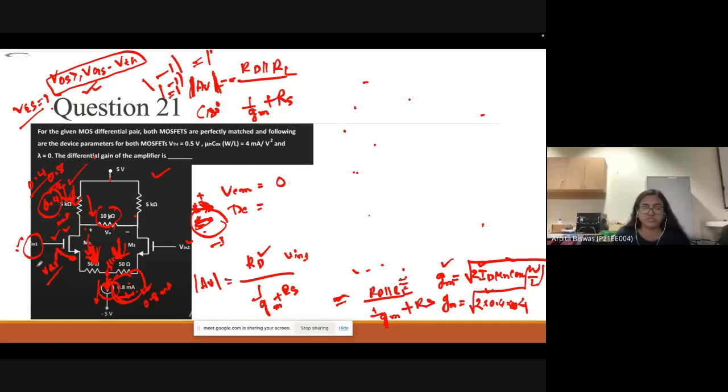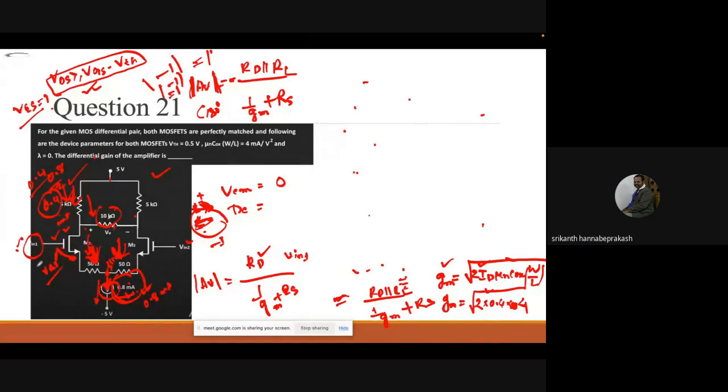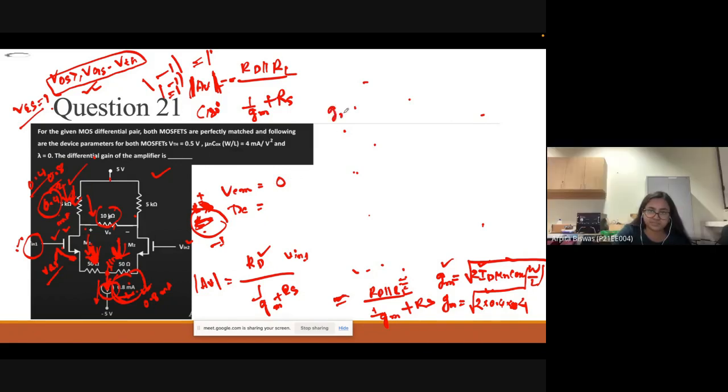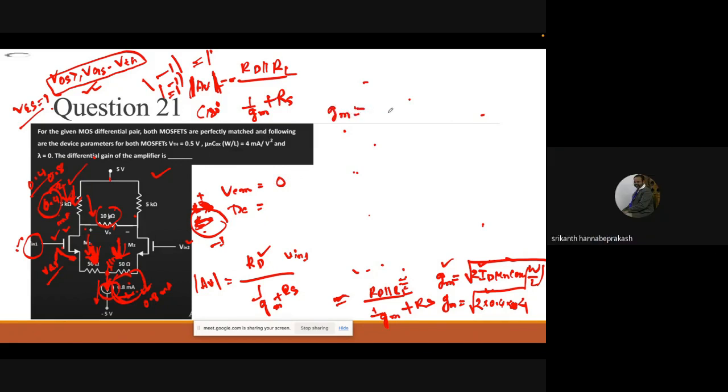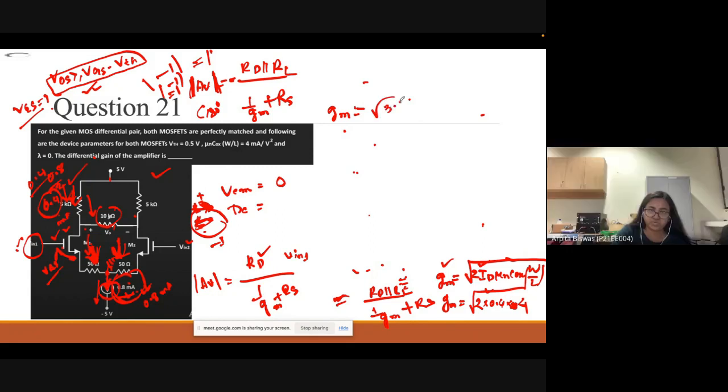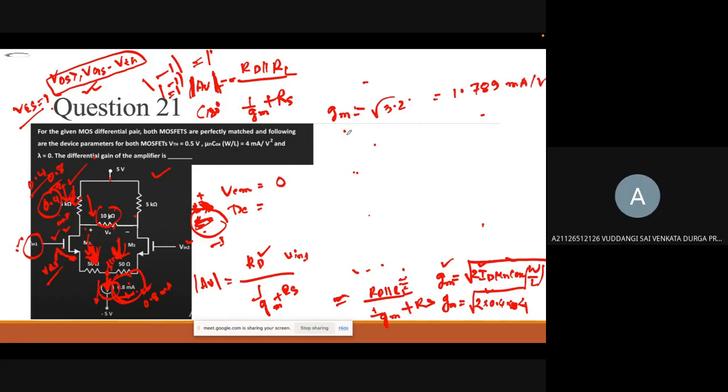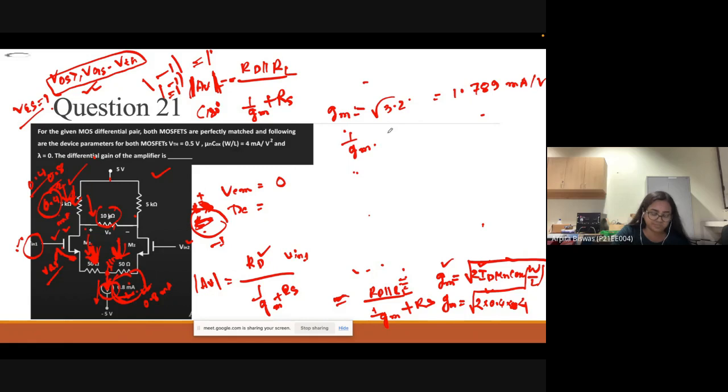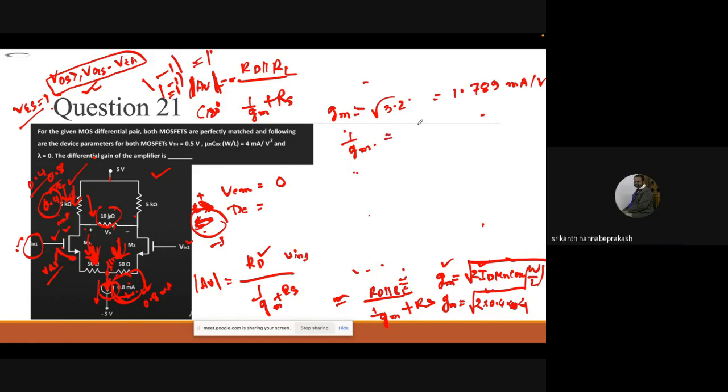Has any of you calculated and got the same answer? 47. So what is the 49.44? What is the value of Gm? Gm is 10 power 3 root of 3.2, which is root over 1.788, 1.789 milliamps per volt. Okay, and what is the value of 1 by Gm? 0.56, 0.559.